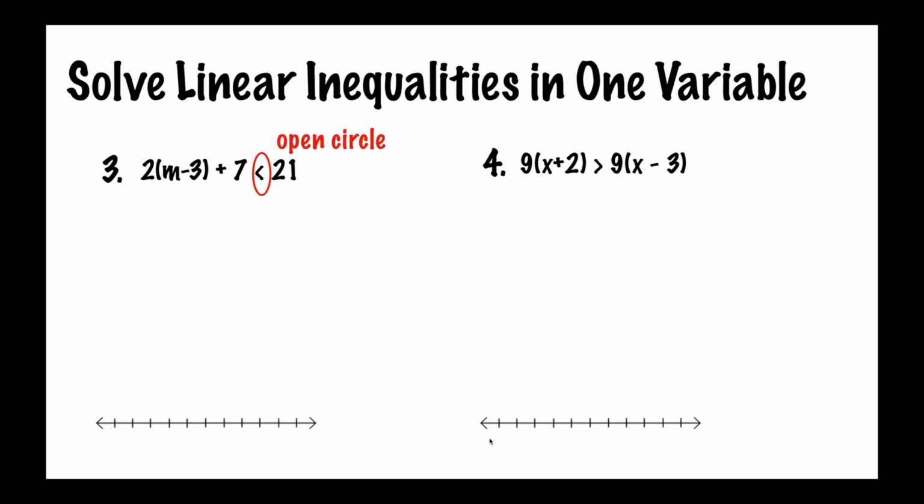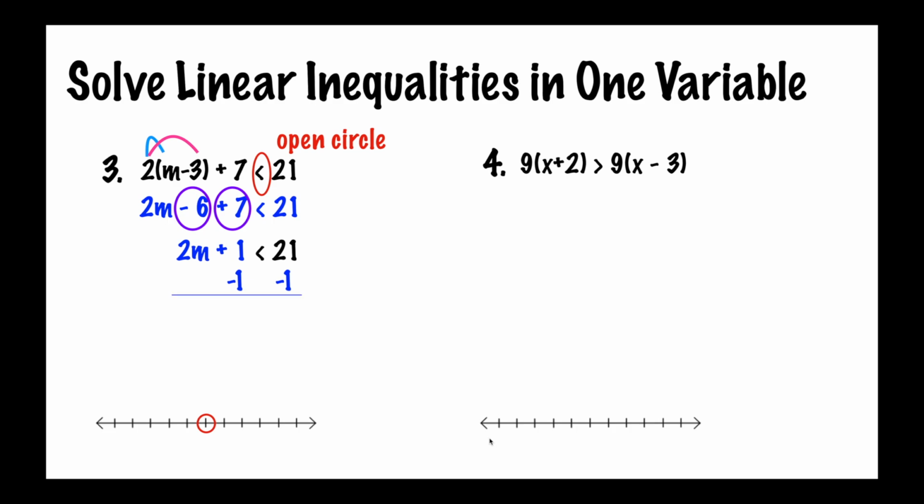That tells us it's an open circle, and I can plot that. From there, we'll go ahead and distribute the 2. We can combine like terms here, giving us 2m plus 1 is less than 21. And continue solving, subtracting 1 on each side, getting 2m is less than 20, dividing both sides by 2 here. Now we're not dividing by a negative, so we do not flip the direction of the inequality.